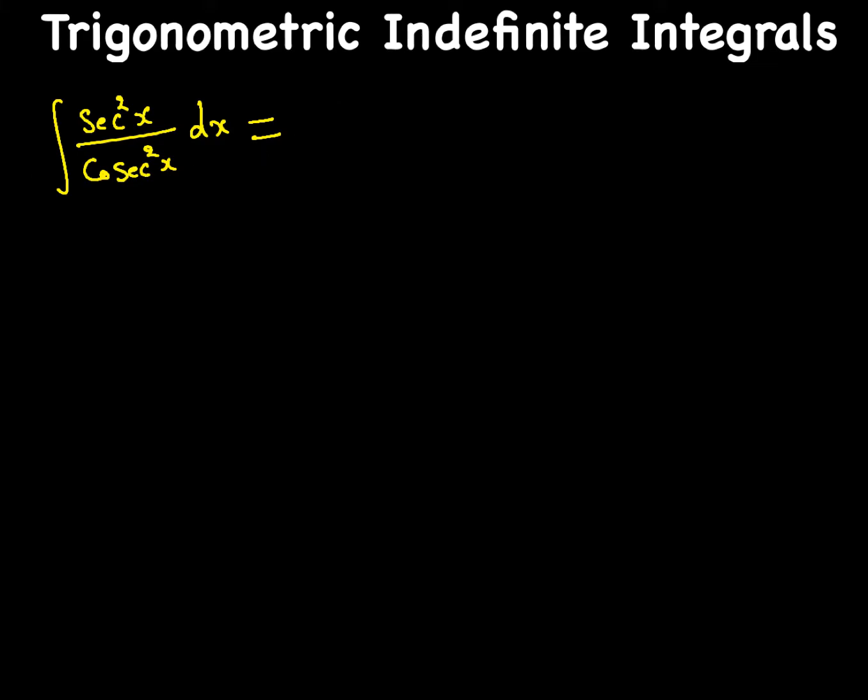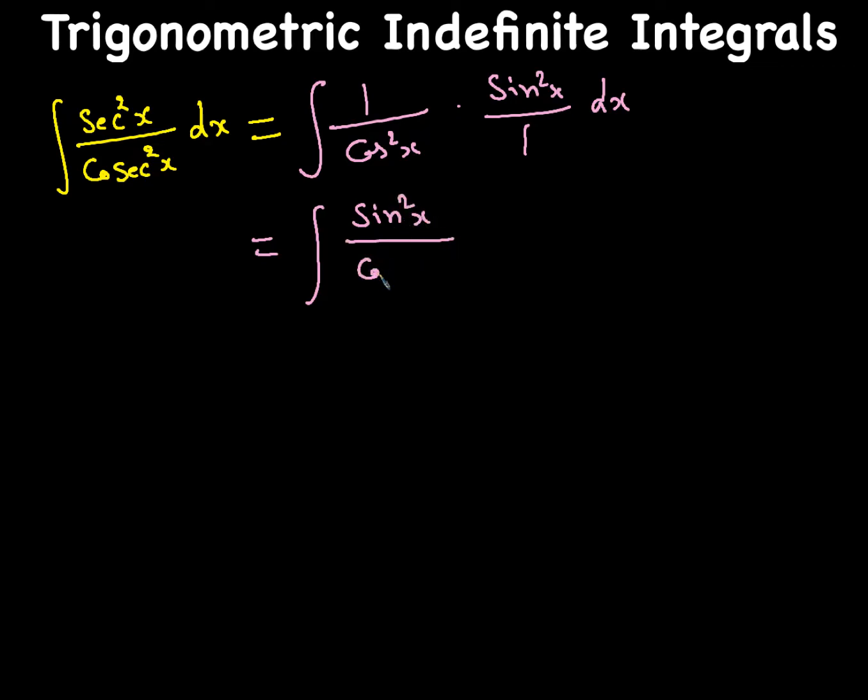Look at this. Secant square x can be written as 1 over cosine square x, and 1 over cosecant square x can be written as sine square x over 1 dx. So I just changed secant square x into 1 over cosine square x, and 1 over cosecant square x into sine square x. Now this is sine over cosine, so let me write it down: sine square x over cosine square x, and we know sine over cosine is tangent, but we have a square, so we write tangent square x dx.